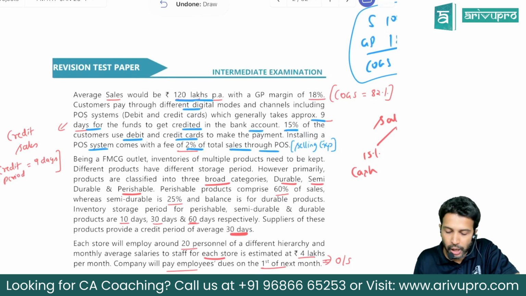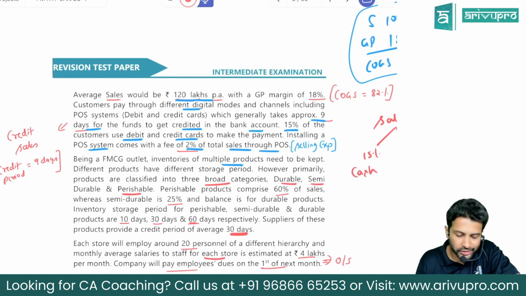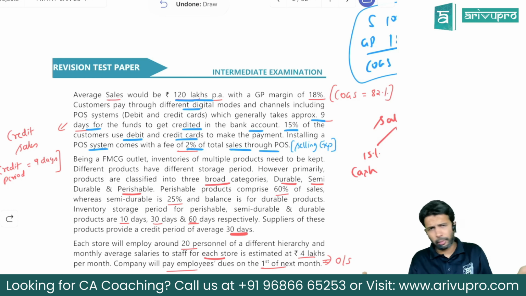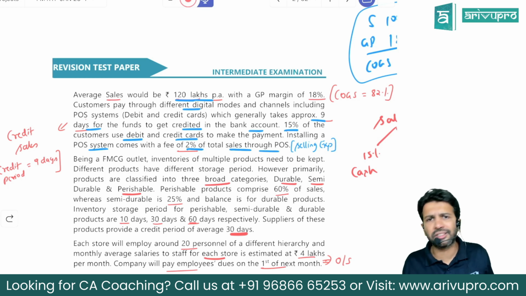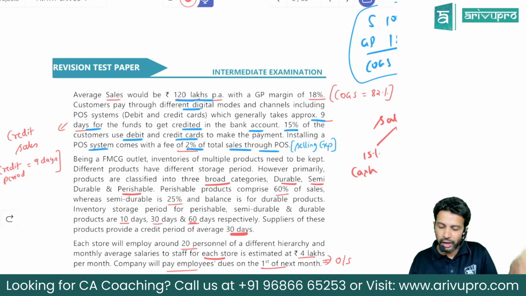Being an FMCG outlet, inventories of multiple products need to be kept. Different products have different storage periods. However, primarily the products are classified into 3 broad categories: durable, semi-durable and perishable. We have multiple products, but broadly if you have to categorize the inventory, there are 3 types. Durable means it will last for a long time. Semi-durable means somewhere midway. Perishable means probably your vegetables or fruits, etc.